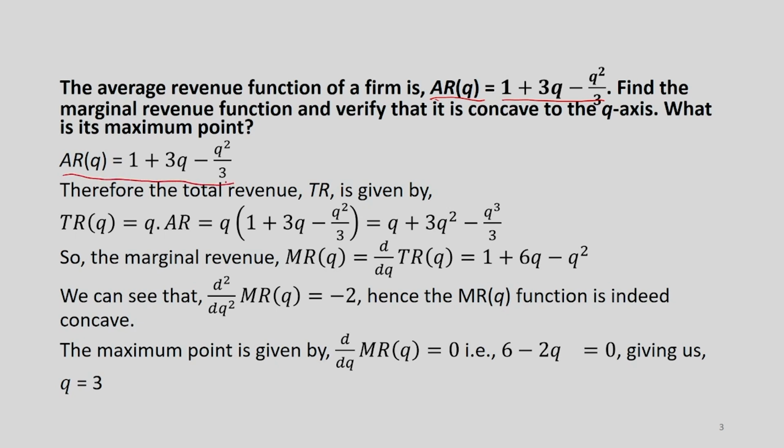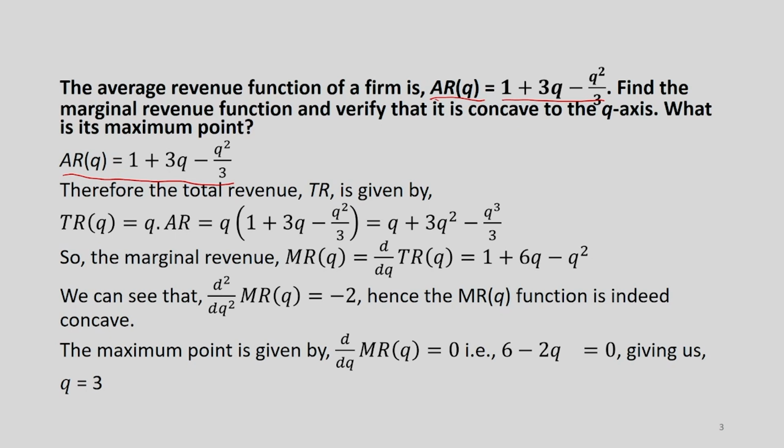Okay. So, the average revenue function is given to us. We have to figure out the marginal revenue function. Average revenue function is AR. Let us suppose AR is equal to 1 plus 3Q minus Q square divided by 3.